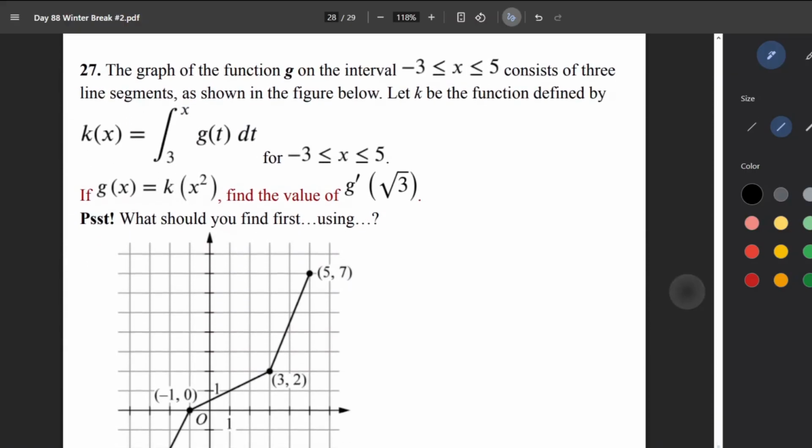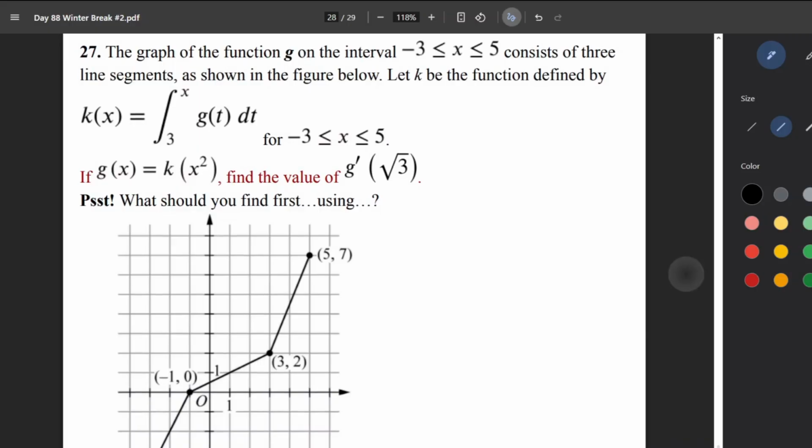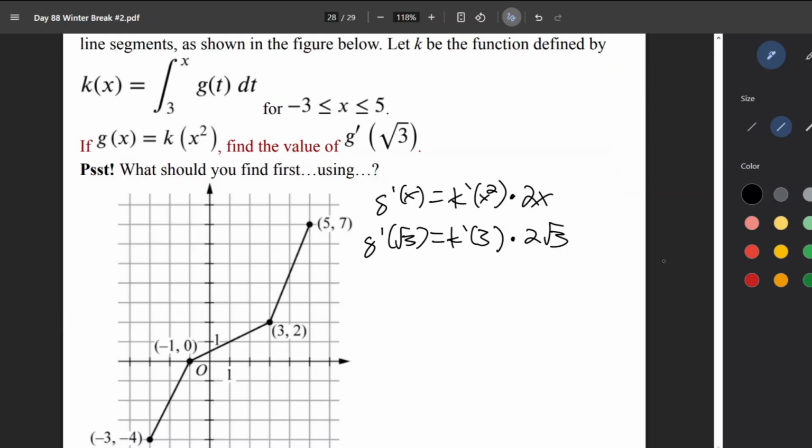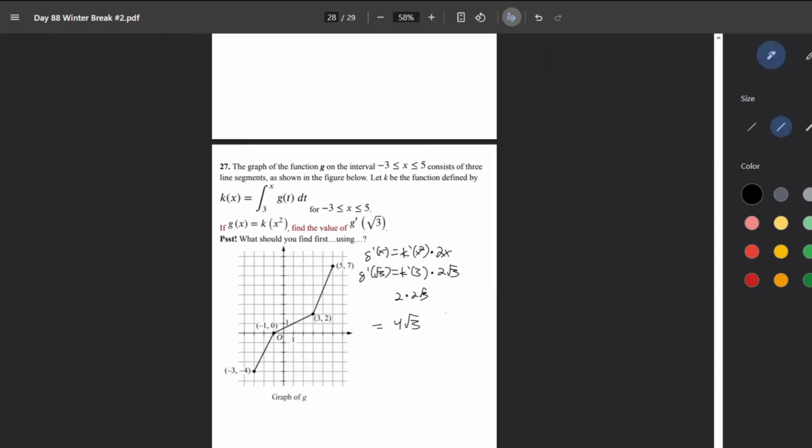Okay, let's find g dash of x first. G dash of x equals k dash of x squared times 2x, chain rule. Then g dash of square root of 3 equals k dash of 3, because we know square roots and squares cancel each other, times 2 square root of 3. Now k dash of 3 is just a graph, so it would be 2 times 2 root 3, and this equals 4 radical 3, and I believe we are done.